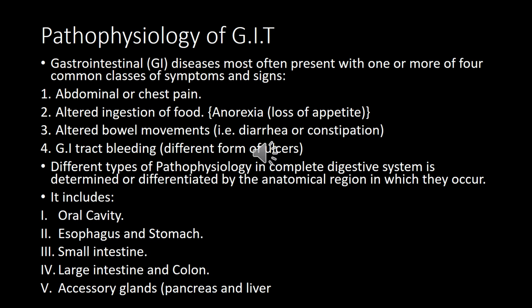So the different types of pathology in the complete digestive system are determined or differentiated by the anatomical region in which they occur, and that includes the oral cavity, esophagus and stomach, small intestine, large intestine and colon, and the accessory glands, which include the pancreas and the liver. So these are the prominent features to appreciate about the diseases or the pathology of the gastrointestinal tract.